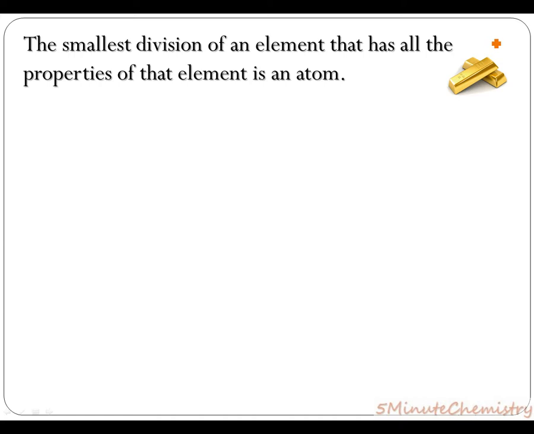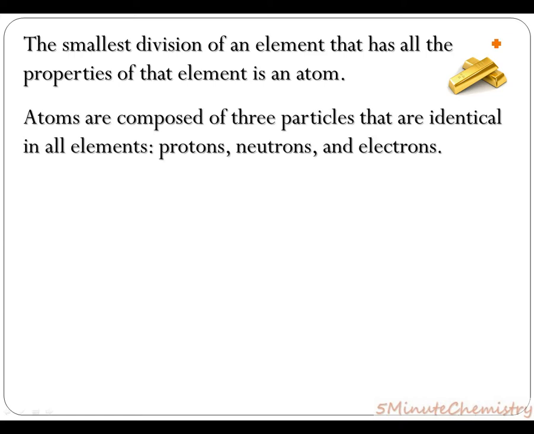Well, we've actually discovered that every element is made up of even smaller pieces than atoms. So atoms are made of 3 subatomic particles, and these are the same particles in all elements, just in different ratios, different numbers of these things. So these 3 particles are protons, neutrons, and electrons.